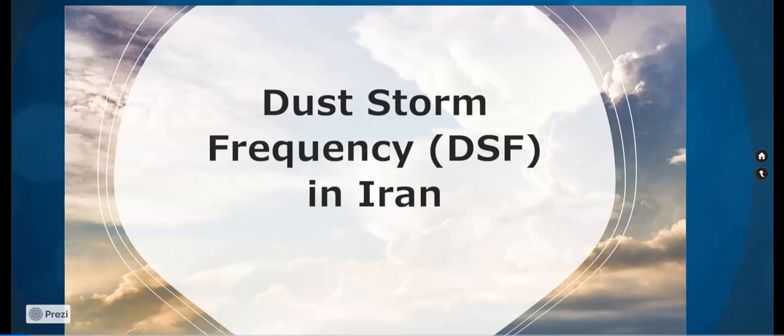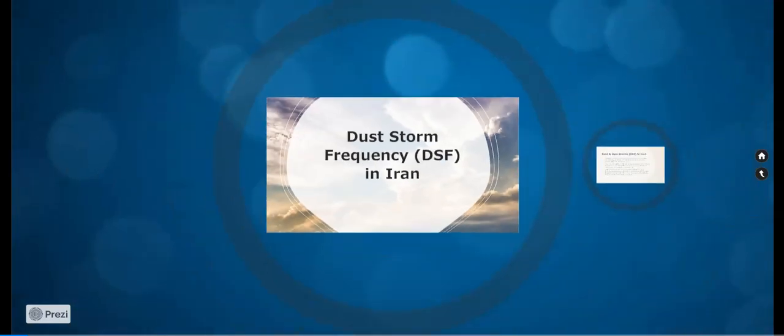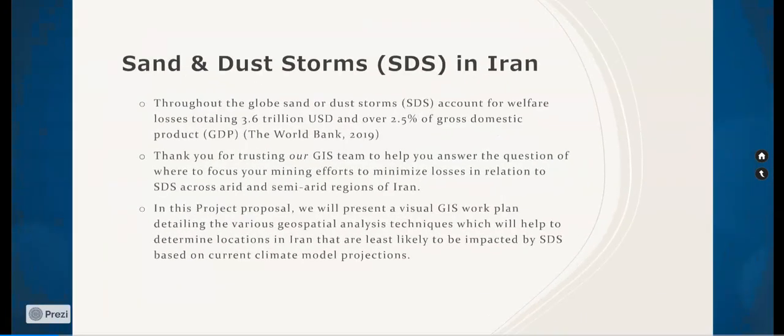Thank you for trusting our GIS team to help you answer the question of where to focus your mining efforts to minimize losses in relation to sand and dust storms across arid and semi-arid regions of Iran. A 2019 investigation by the World Bank found that throughout the globe, sand or dust storms account for welfare losses totaling $3.6 trillion and over 2.5% of gross domestic product.